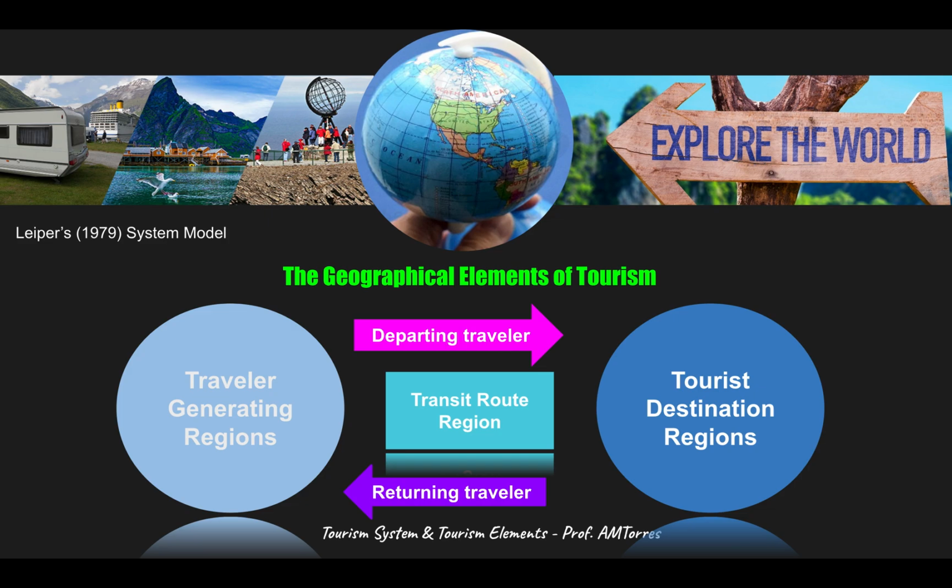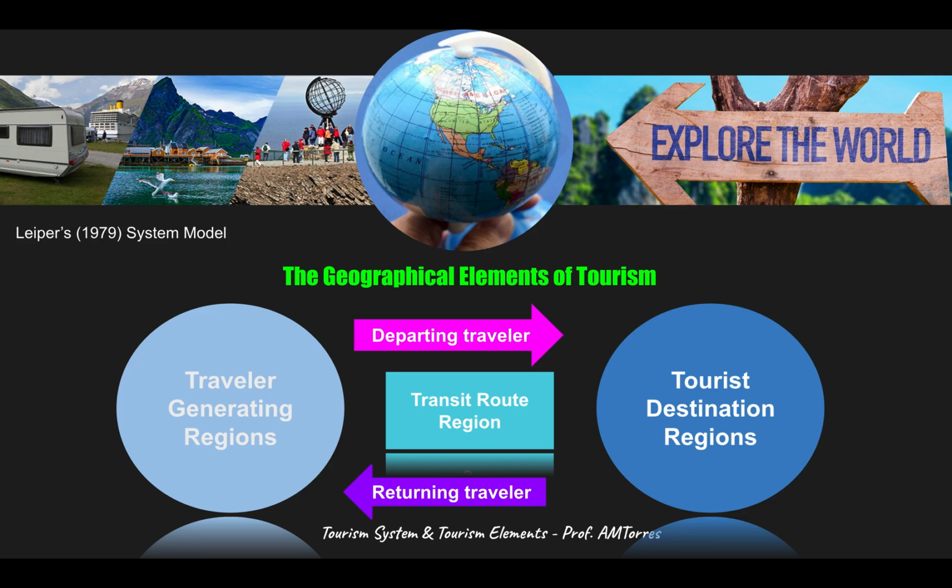Okay? So that's why for the system to happen, there has to be a movement from the point of origin to another point, which is the destination. And from the destination, there should be an activity of coming back to where they started. And we call that the return. So departing and returning. Those are two important elements. Okay?